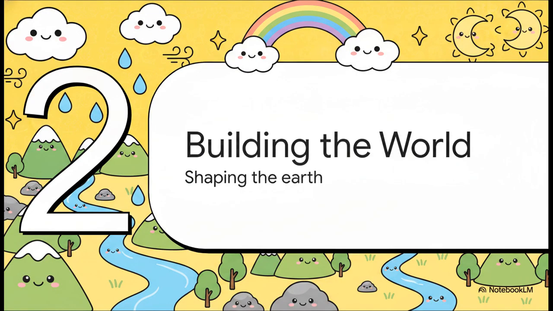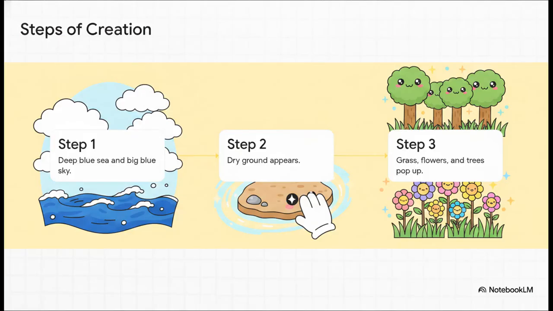Moving right along to section 2, building the beautiful world, shaping the earth. Now notice how rapidly the text sequences the environmental creation across the second and third days, really bringing lush colors into the narrative. We get this clear 3-step progression. Step 1 gives us the grand boundaries, a deep blue sea and a big blue sky. Step 2 introduces solid footing, as dry ground appears basically with the wave of a hand.